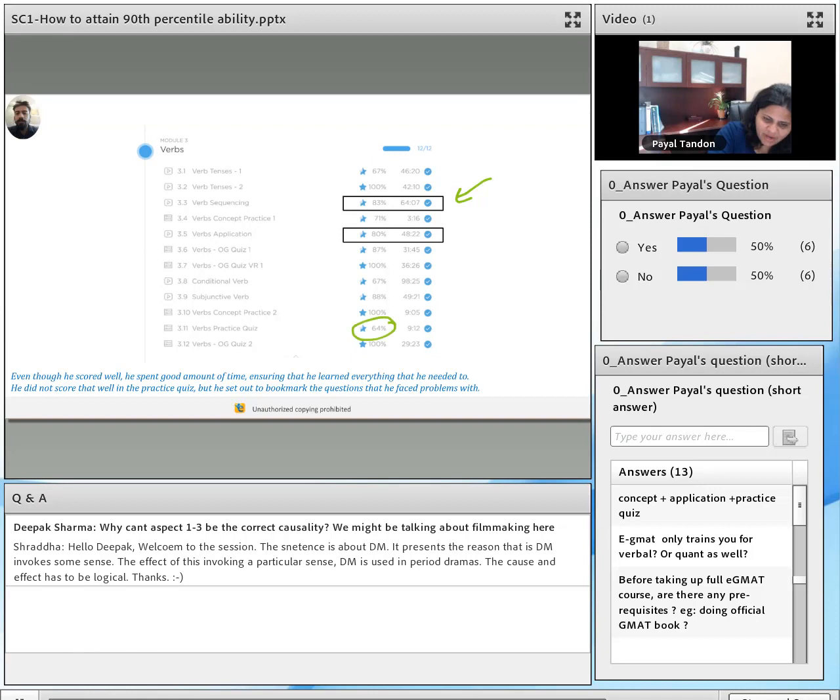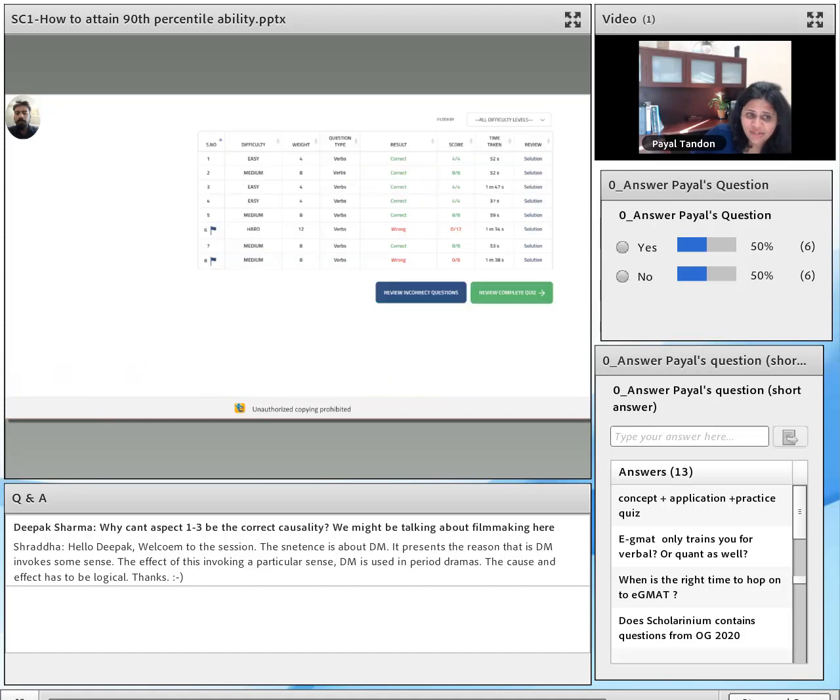Now when you look at verbs practice quiz, you'll notice that he only got 64%, and you may come and question me, okay, Payal, your Sahil didn't incorporate the feedback here, but that's not true. Over here, if you delve deeper into verbs practice quiz, you will see that the two questions that he got wrong, he bookmarked those questions, and he reviewed those questions, he made notes for those questions, right?